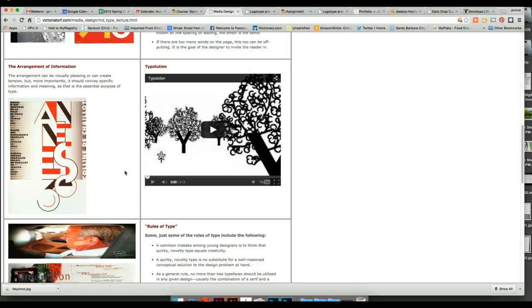Okay, so also think about the arrangement of the information when you're playing around with typography. The arrangement can be visually pleasing, okay? It can create a little bit of tension, but you really want it to convey that specific message that you were going after in the beginning.